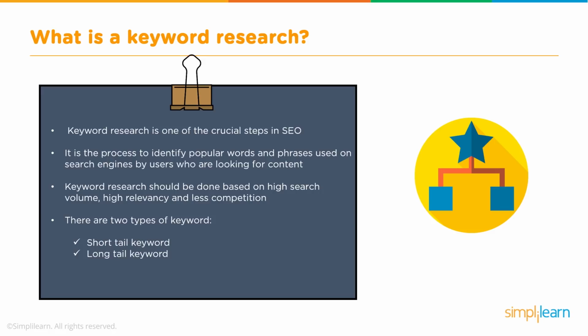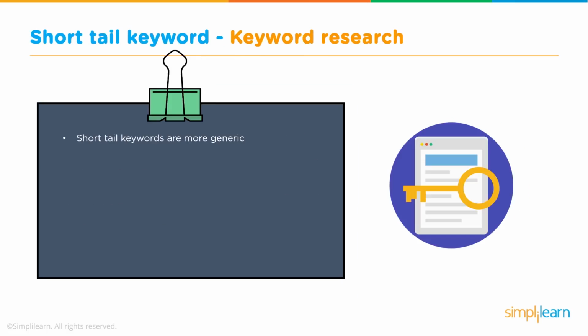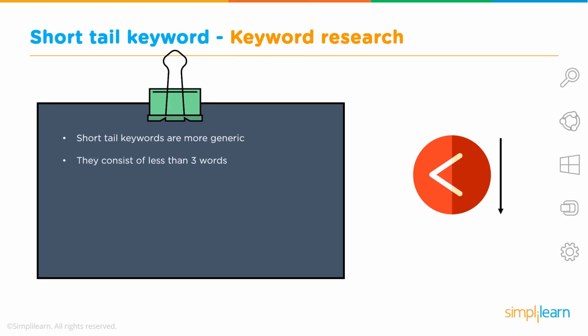But there are 2 types of keywords. There are short-tail keywords and there are long-tail keywords. And we're going to talk about both of these here. So let's start with short-tail keywords. Short-tail keywords are generic keywords. Generally, they're less than 3 words in a keyword phrase.